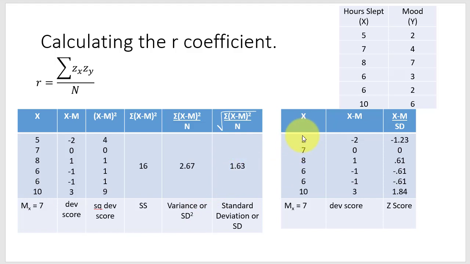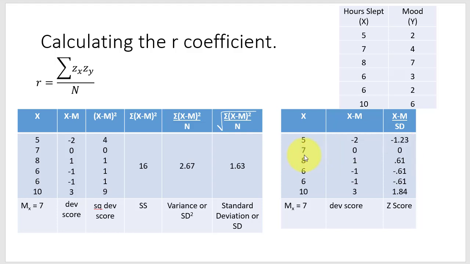Now what we can do is convert all of our hours slept to z-scores. Each score is subtracted from the mean, which gives us our deviation scores. We've seen that already, but it's x minus M divided by SD. So we take 5 minus 7 divided by a standard deviation, which we found to be 1.63. The first hours slept of 5 has a z-score of negative 1.23. So if you slept for 5 hours, you were 1.23 standard deviations below the mean.